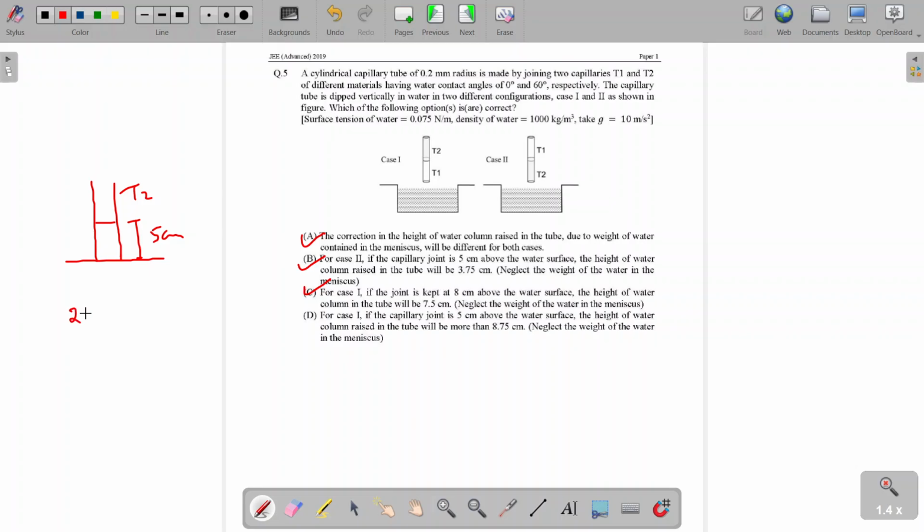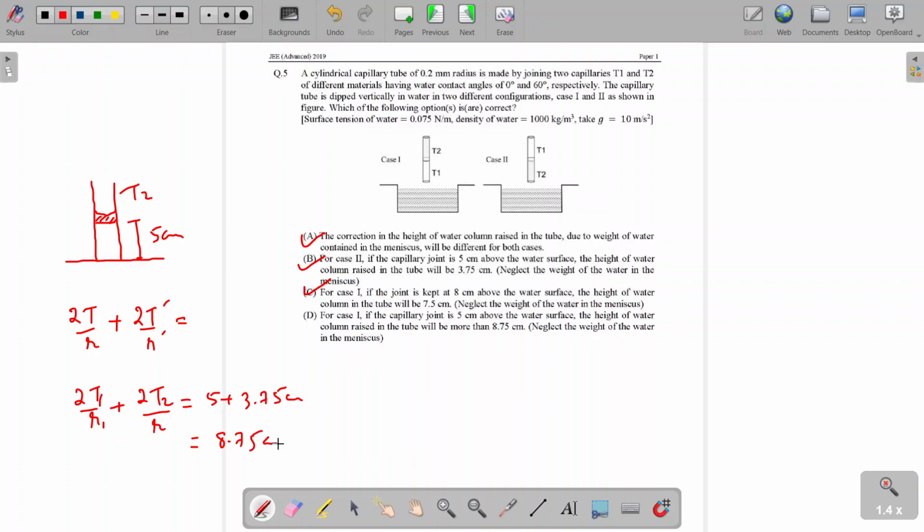You will use the formula 2T by R, and let's say capillary T2. This is the formula. In capillary T1 it would be 2T dash upon R dash. This would be the complete height, whereas if the height had been sufficient, we would have 2T1 divided by R1, 2T2 divided by R, and this would have been 5 plus 3.75 centimeters.